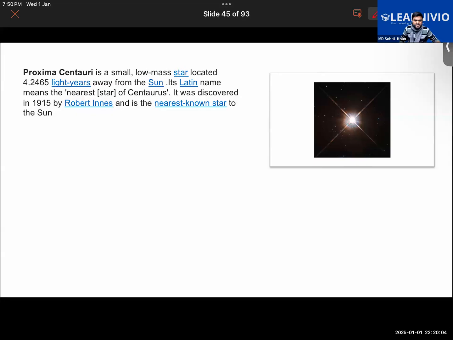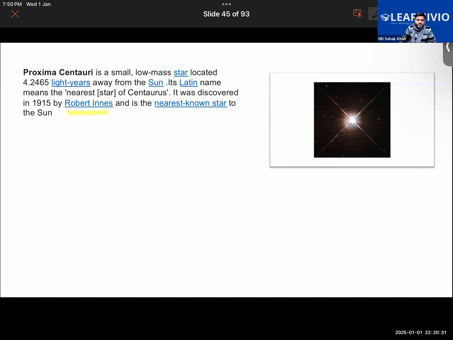Then talking about Proxima Centauri, right? You might have heard of this, I suppose, right? Okay. So this star was first discovered in the year 1915 by a person named Robert Innes. Okay, and it's the nearest known star to the sun. If you were to talk about which star is nearest to the sun, that's Proxima Centauri. That's Proxima Centauri. Getting it, everyone?